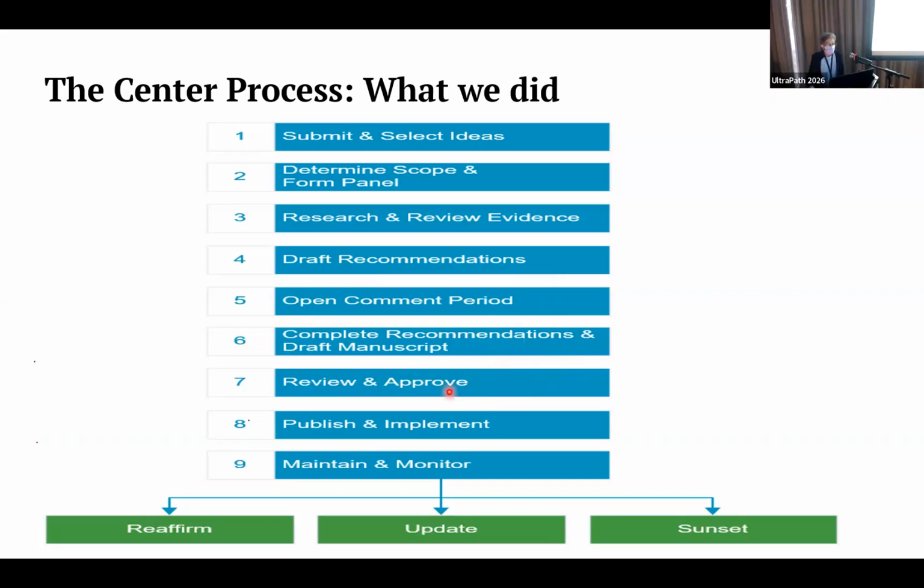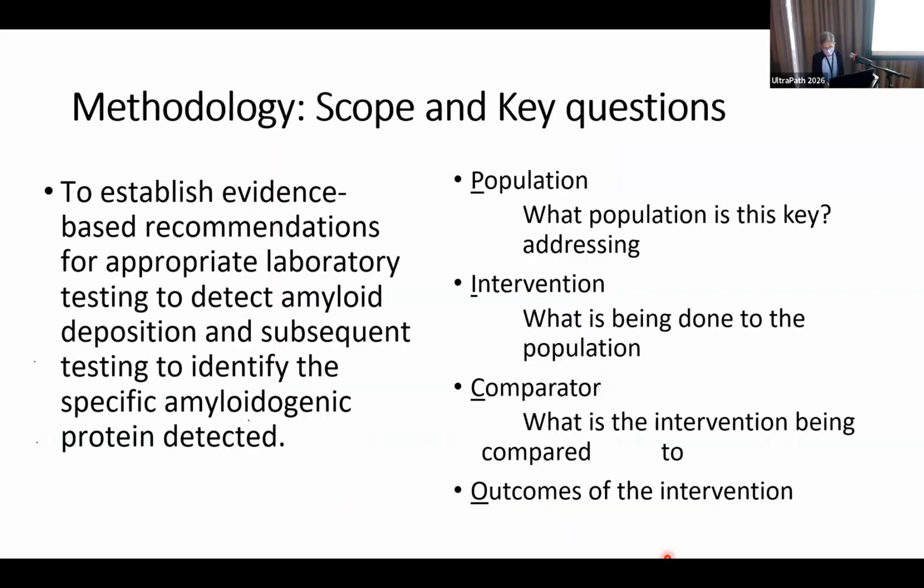And then ultimately we're going to maintain and monitor the guidelines. We'll either reaffirm them, update them, or sunset them. I doubt they'll be sunsetted. What was the scope? Laboratory evaluation of amyloidosis specimens and fibril typing.